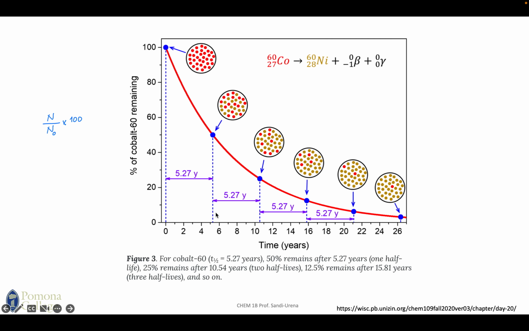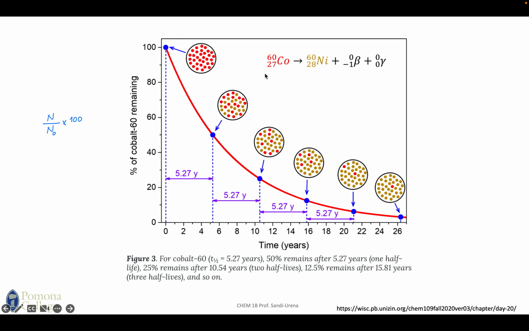Let's look at this plot here and see what information we can draw from this graphical representation. As always, we'll look at the axis and what is given. We have percentage of cobalt-60 remaining. Percentage would be the number of particles that are still unreacted over the original number of particles times 100 to make it a percentage. And we have the time on the x-axis.